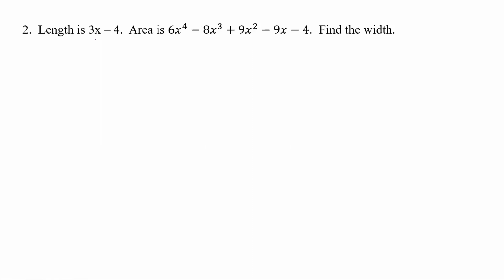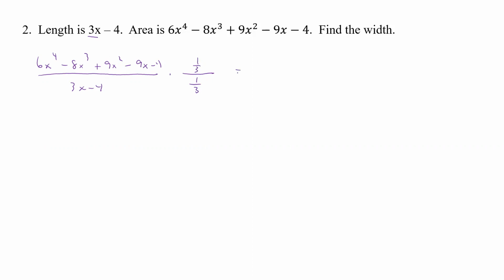So this one, we don't have x minus k. So what we have to do is write 6x to the 4th minus 8x to the 3rd plus 9x squared minus 9x minus 4 all over 3x minus 4. And what do we have to multiply this by to get the x here? Well, we have to multiply by 1 over 3. And whatever we do in the denominator, we have to do in the numerator.